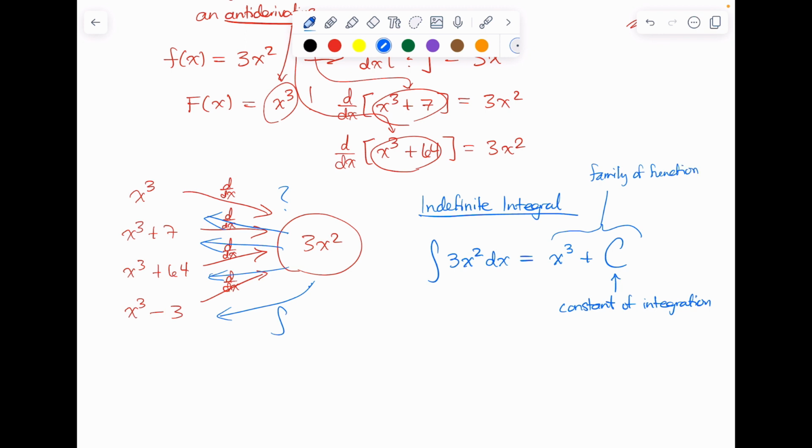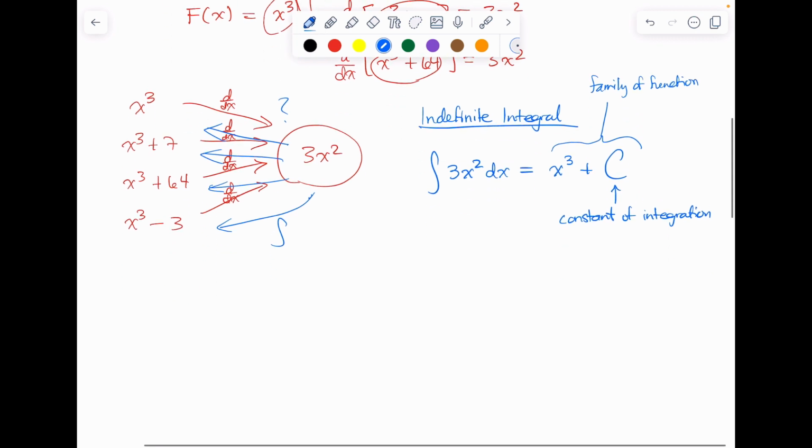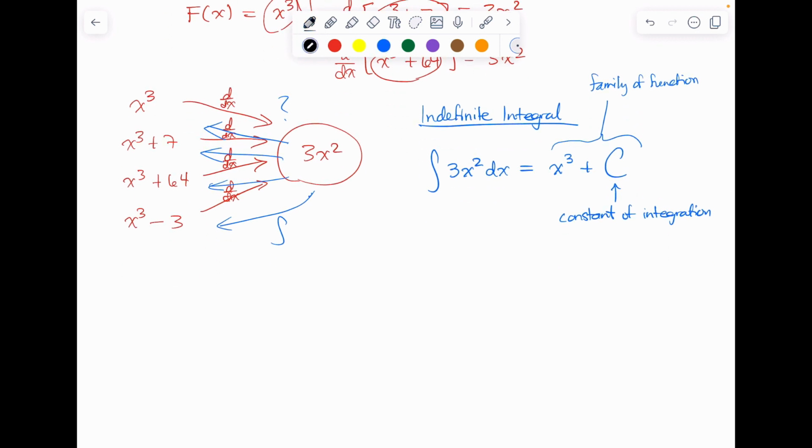So even though there are infinitely many of them, they are all functions with x cubed. So they're all cubic polynomials. The only difference is that they're translated. So one way to see that is imagine, right, here's the graph of x cubed. So this is x cubed.